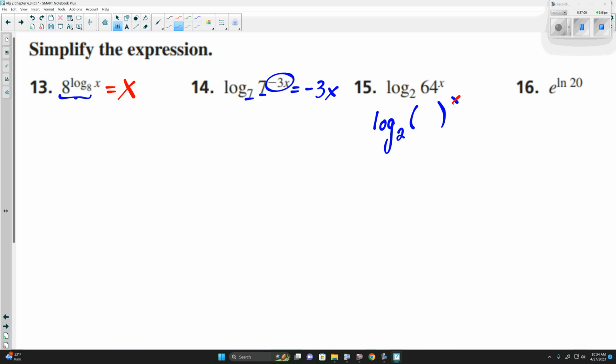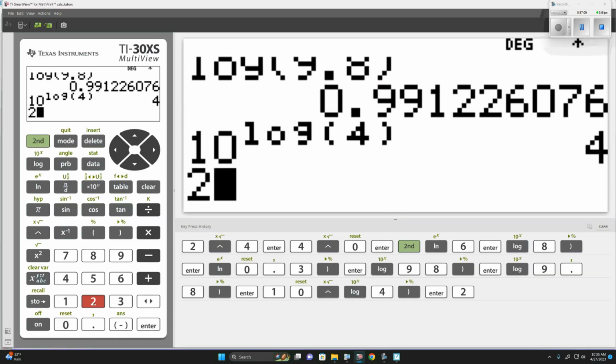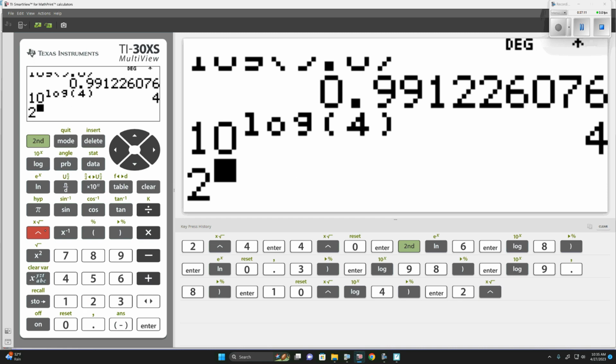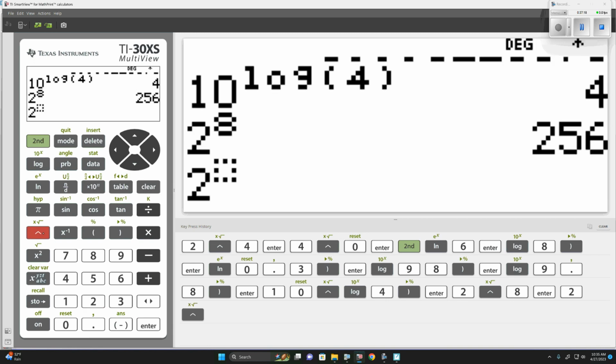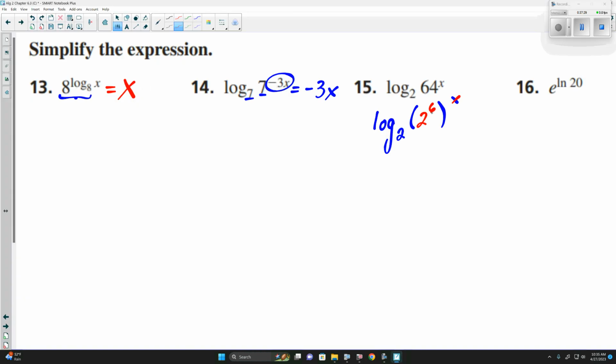Now the question is 2 to what power is 64? So what would we guess? 2 to what power? 8 is, that's a little big. We got what we wanted. Yeah. So it'd be 2 to the 6 to the x, which is the same as log base 2 of 2 to the 6x. So it'd be exactly 6x.